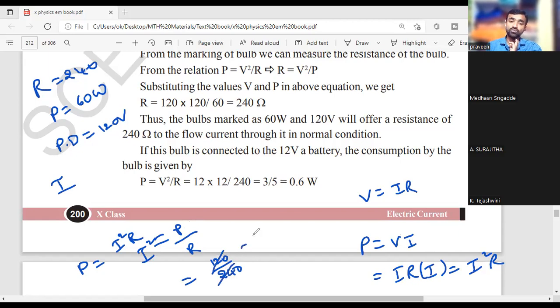So what do you get? 1 by 2 here. That is, I square equals 1 by 2. Then I is equal to 1 by root 2. That 1 by root 2 value you already calculated in 9th class. Root 2 value is 1.414, and 1 by root 2 value is 0.7 something. So about 0.7 amperes of current it will allow. Right? So like this we can calculate anything by knowing the power.